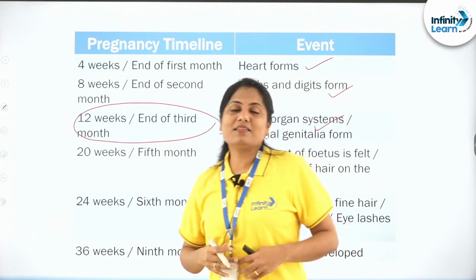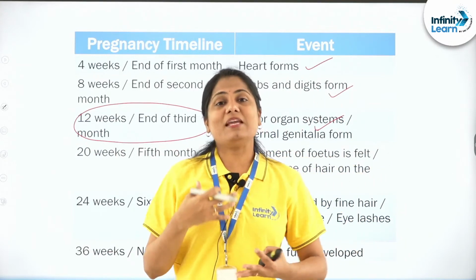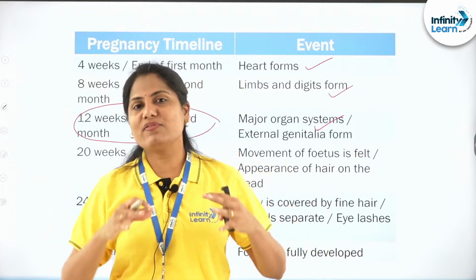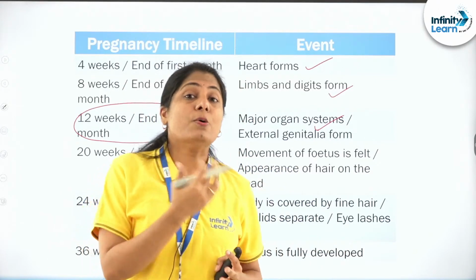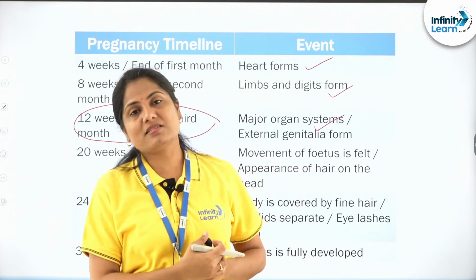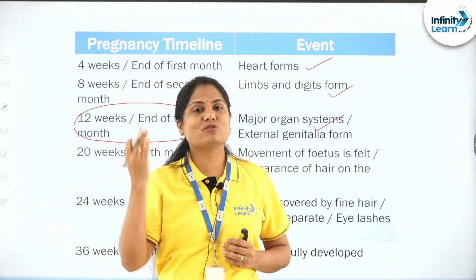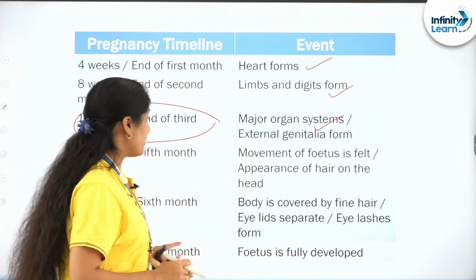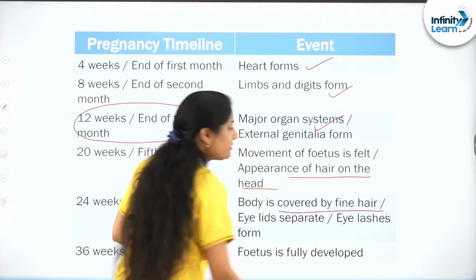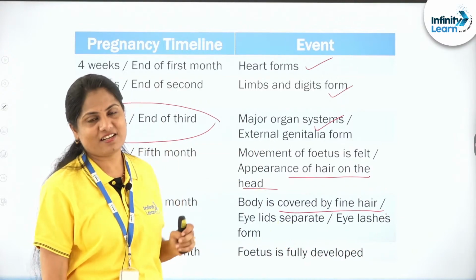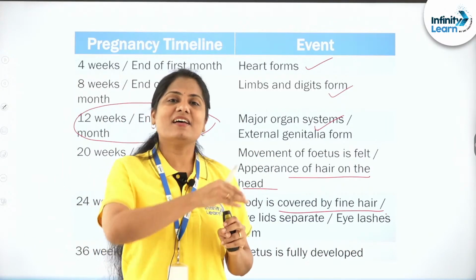By the 5th month, the mother feels the baby moving inside, a beautiful feeling, right? She experiences the baby starting to move inside the mother's womb, and hair is also formed on the head. Do not get confused between appearance of hair on the head and all over the body. Lanugo is the term that we use, the fine hair that's formed all over.